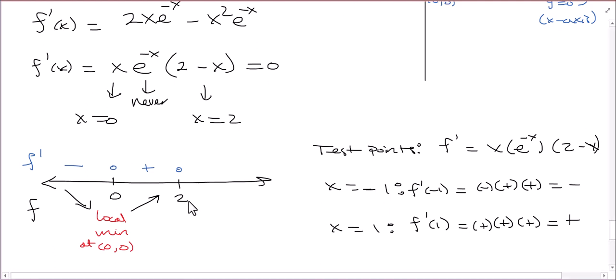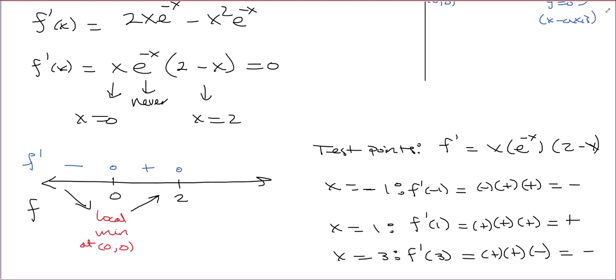So now between 2 and infinity, let's pick a test point. So let's say x equals 3. So f prime of 3 will be 3, so that's positive. E to the minus x is always positive. And then 2 minus 3. So now that's going to be a negative. And so I'm going to get negative. So the derivative here is negative, which means that the function is decreasing.